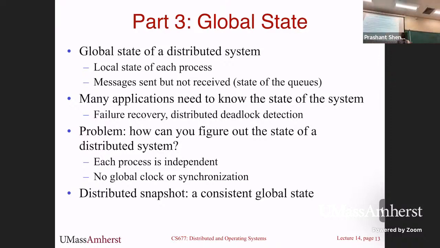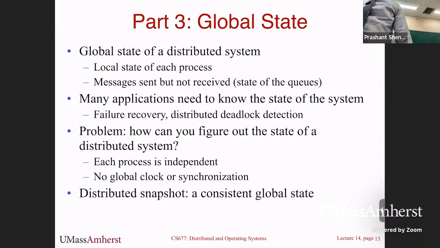Now we want techniques that allow us to save the global state of a system on disk. And you will say, why would you want to do such a thing? You might have all kinds of reasons where you want to recover that system. So say failure recovery. One process in the system crashes.